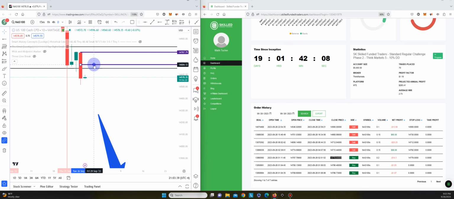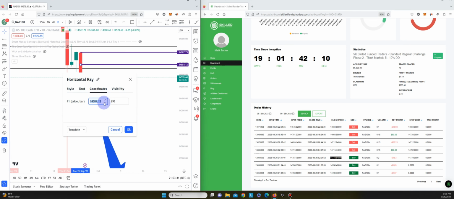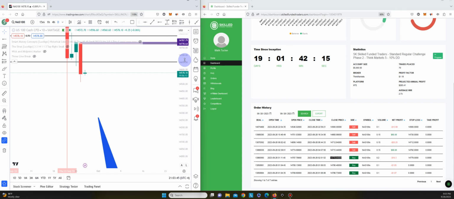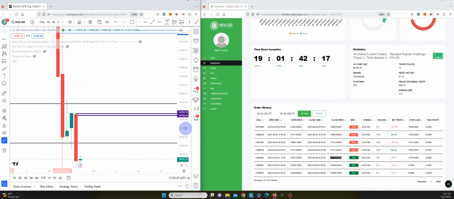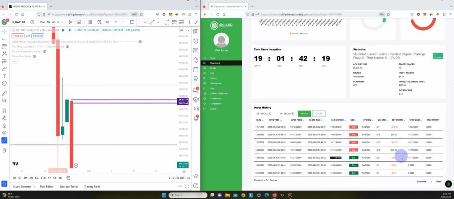Let's put it over here. You just copy paste this nice and smooth right there. That's where I got stopped out, right? Total loss of 18.3. The next trade, I took a sell side trade, and you can see how beautiful this was. So that's where I got stopped out.